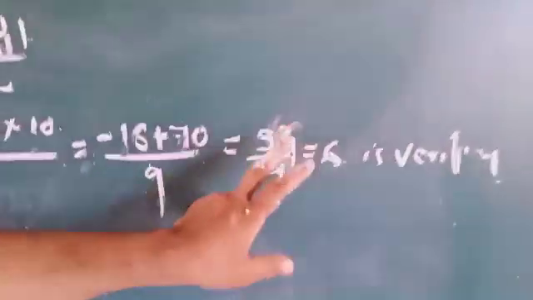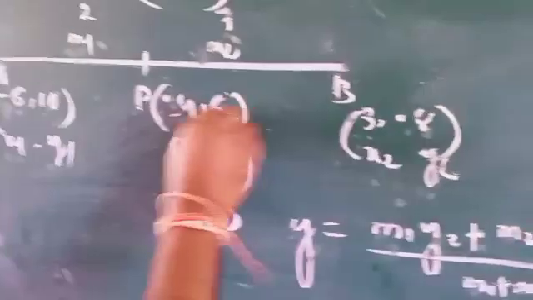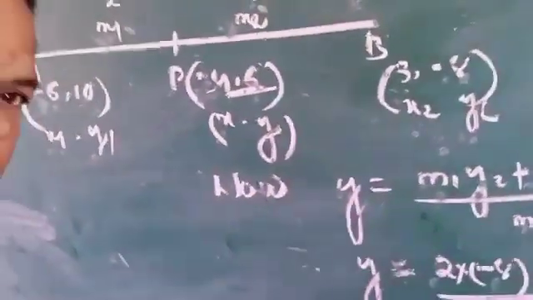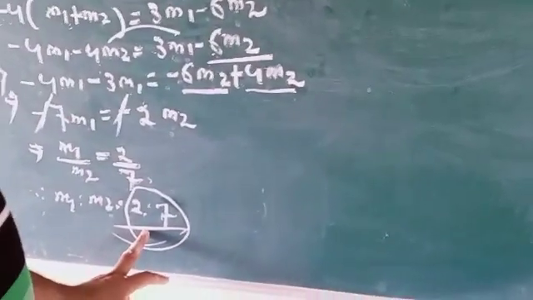That is equal to 54 by 9, which is 6. So you see, y is already given as 6. When we put the ratio 2 is to 7, we also got y equal to 6. That means our ratio m1 is to m2 as 2 is to 7 is correct. Understood? Okay.